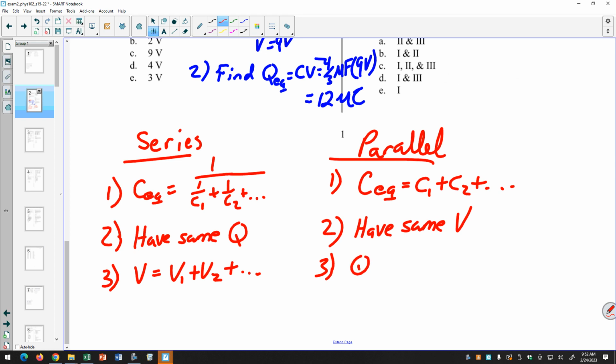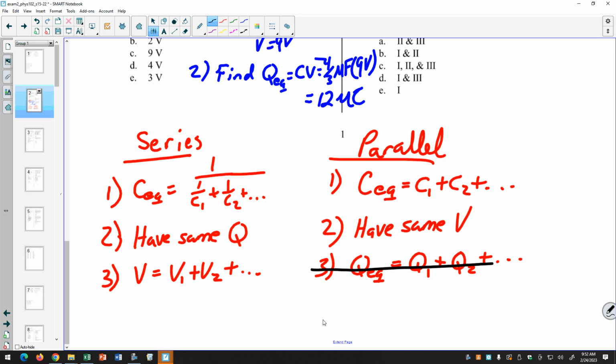The third rule over here is not really a rule that we use that much, but it is that the charge on the equivalent capacitor is equal to the sum of the charges on the individual capacitors. But like I did in class, I'm going to draw a line through this because it's just not a very useful rule. We just don't really use it that often because capacitors in parallel tend to be easier circuits to deal with anyway.